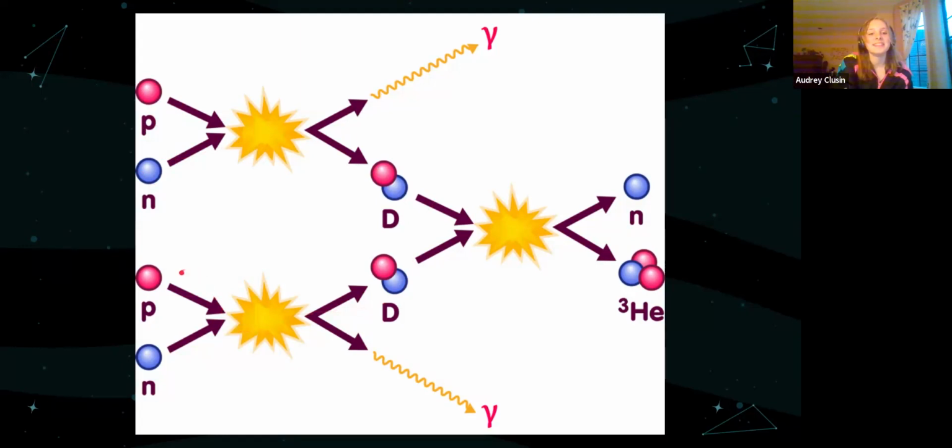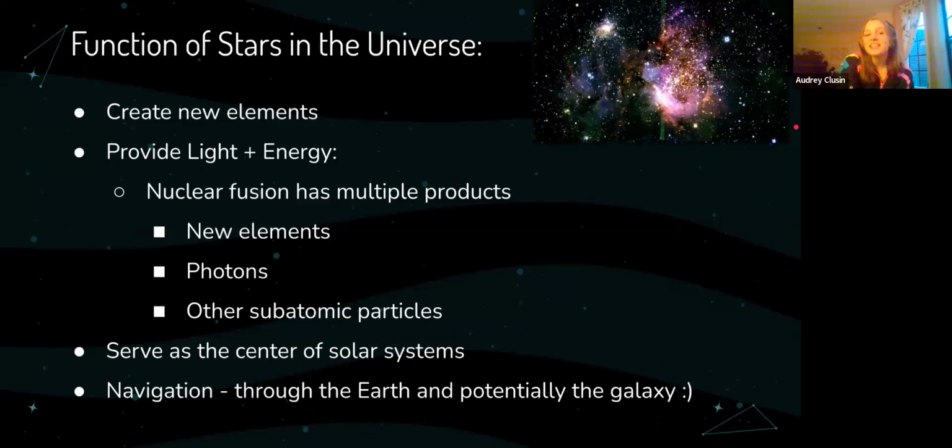Okay, anyways. This is a little bit more complicated diagram of nuclear fusion. But anyways, this creates new elements. It also provides the light and energy that we get from the sun and that we see from a bunch of stars all throughout the universe. So nuclear fusion has multiple products. Of course, it has the new elements, like I said, carbon, nitrogen, helium, all that. It also has photons, which are light, and other subatomic particles that I'm not really going to get into, but if you want to look that up, you can.